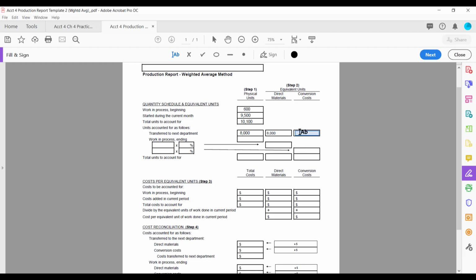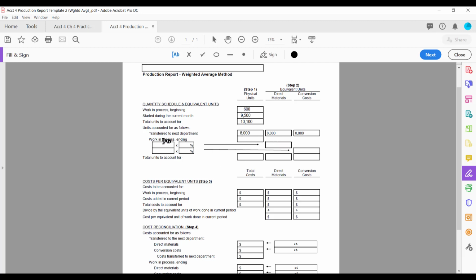And why do we just copy it over? Because if the 8,000 units are complete, that means they're 100% done. So the equivalent units and the physical units of 8,000 that are complete are the same. The equivalent units is also 8,000 because equivalent units is units times percent completion.